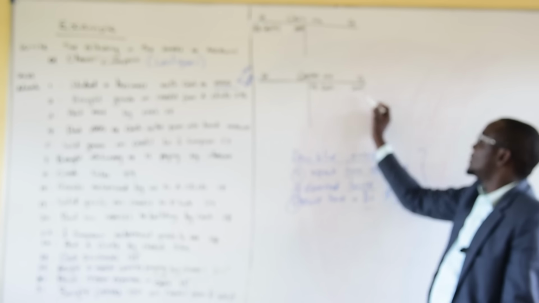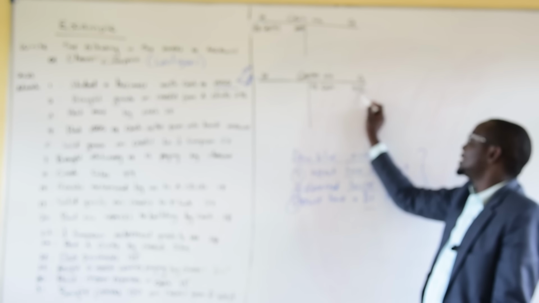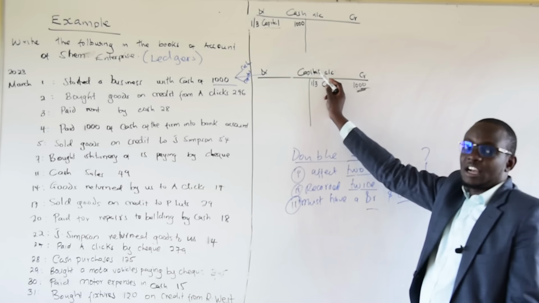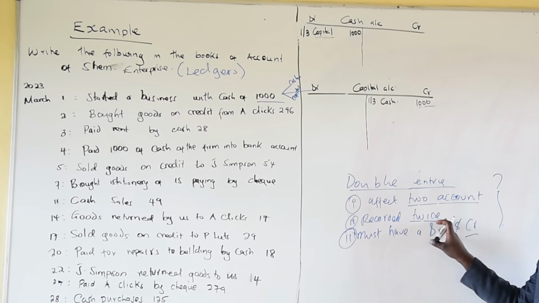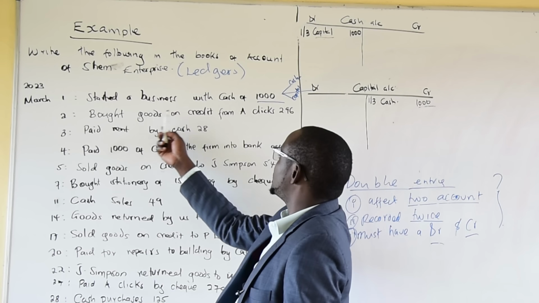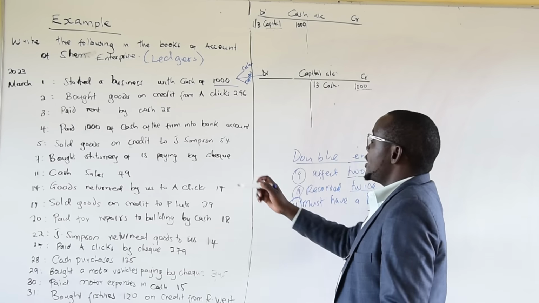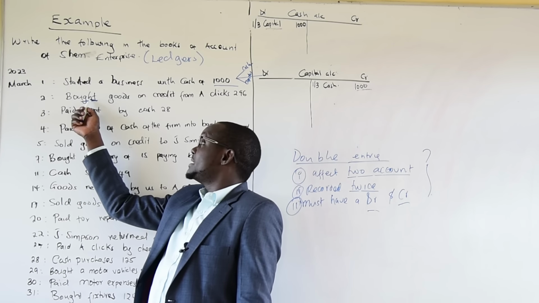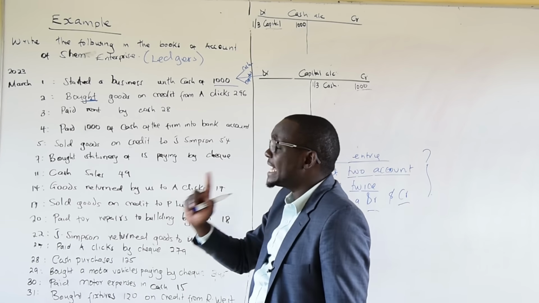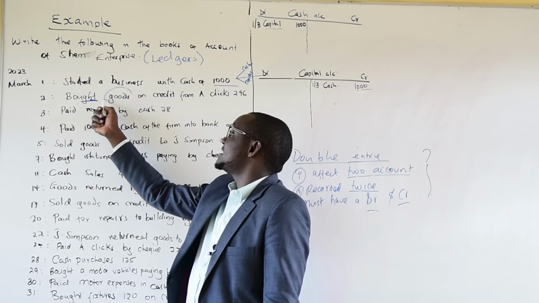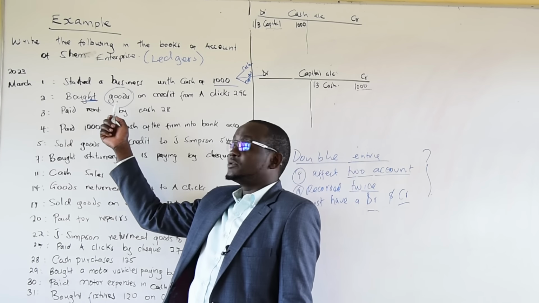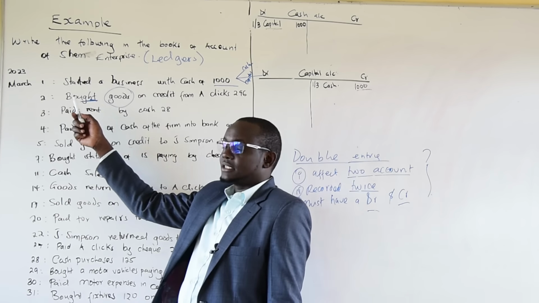You also look at where the figure went. This tells you which account it affected. Where we have 1,000, it is the capital account. So let us do the second one. Here we are told bought goods on credit from A-Clicks. When you buy goods on credit, this is purchase. We record them in a purchase account. Take note, in accounting we don't have anything called goods account. We will never have goods account. We record that in purchase.